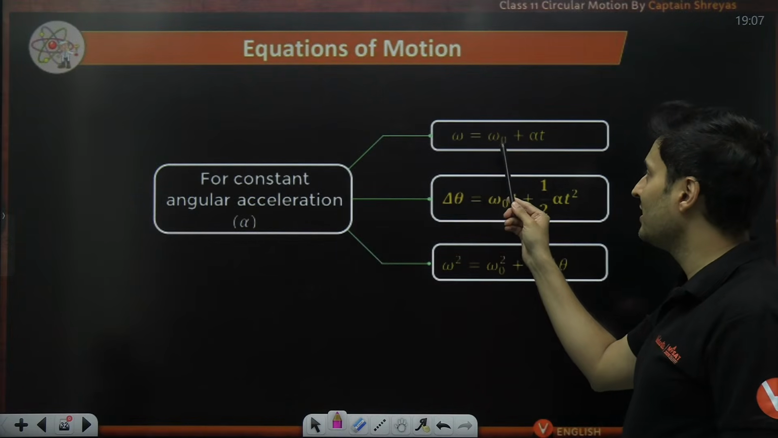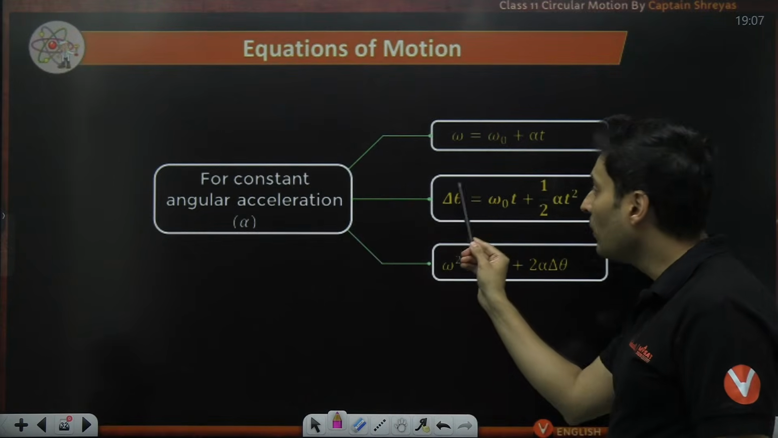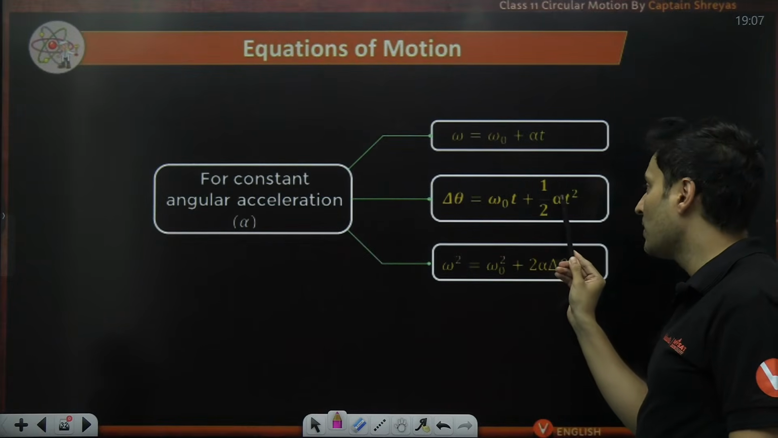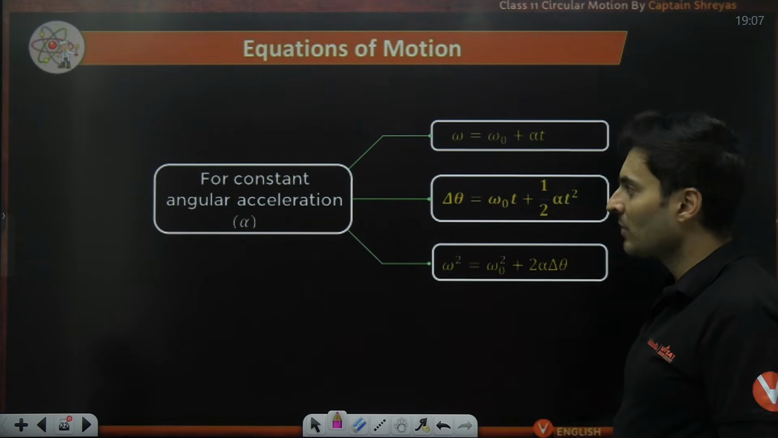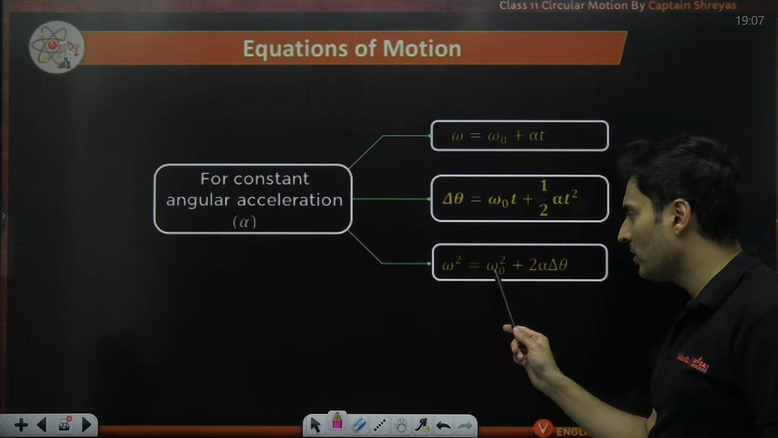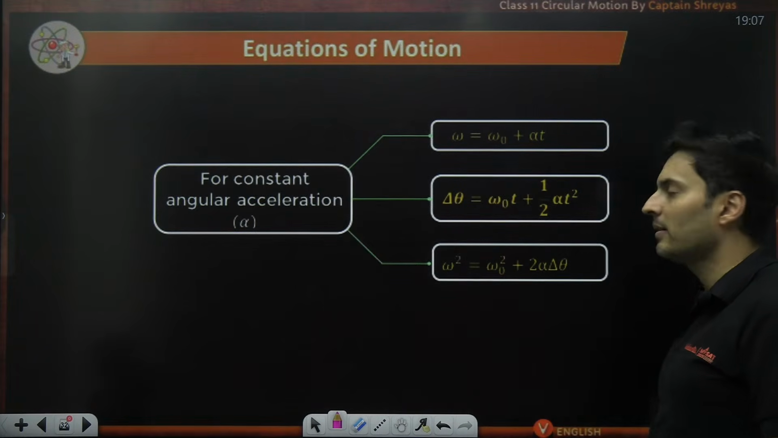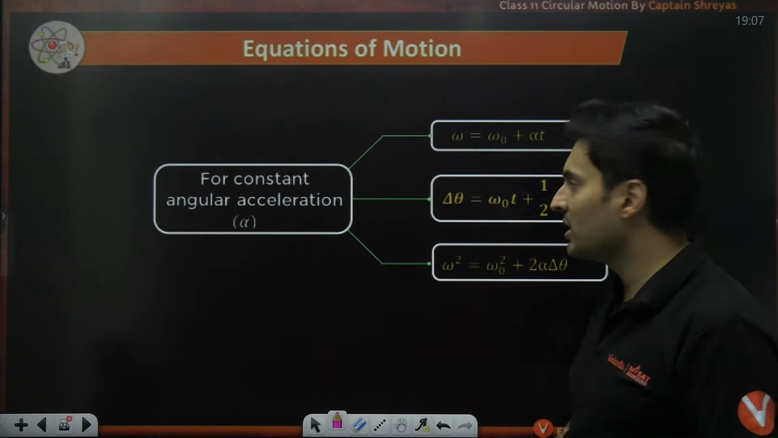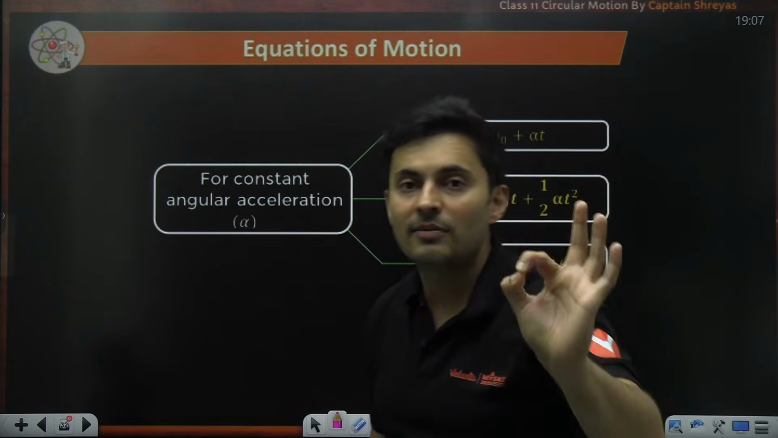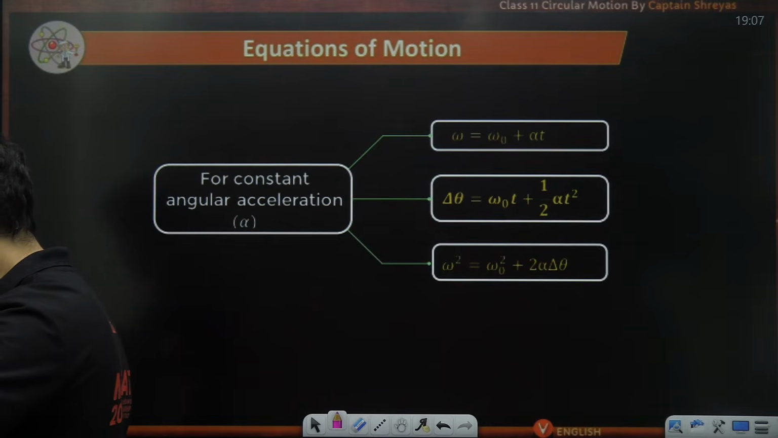Final angular velocity is initial angular velocity plus angular acceleration into time. Angular displacement is initial angular velocity into time plus half angular acceleration into time square. And final angular velocity square is initial angular velocity square plus 2 into angular acceleration into angular displacement. All the kinematic equations are valid as long as my angular acceleration alpha remains constant. I hope this is clear.